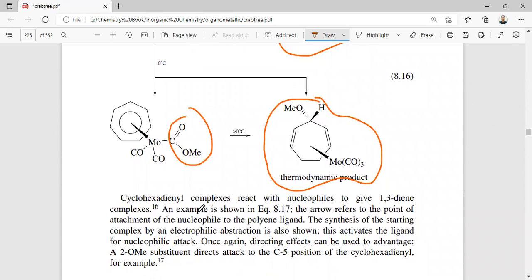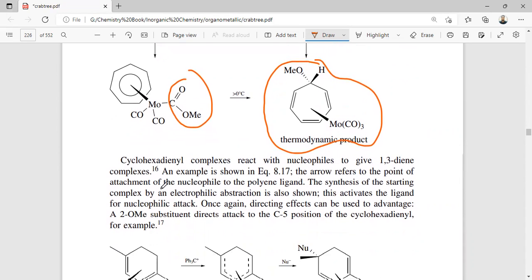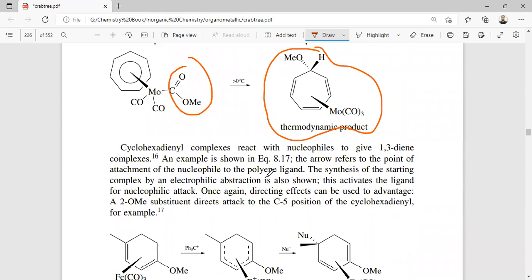So the cyclohexadienyl complex reacts with a nucleophile to give a 1,3-diene complex. An example is shown. The arrow refers to the point of attachment of the nucleophile to the polyene ligand. The synthesis of the starting complex by electrophilic abstraction is also shown. This activates the ligand for nucleophilic attack. Once again, the directing effects can be used to advantage. A 2-methoxy substituent directs attack at the C5 position of the cyclohexadienyl, for example.